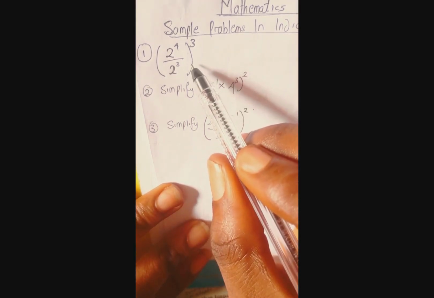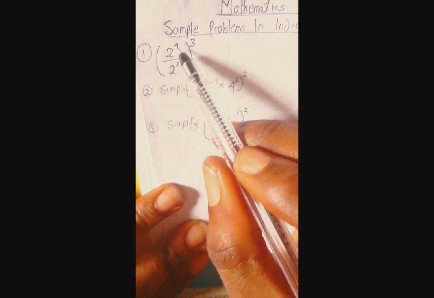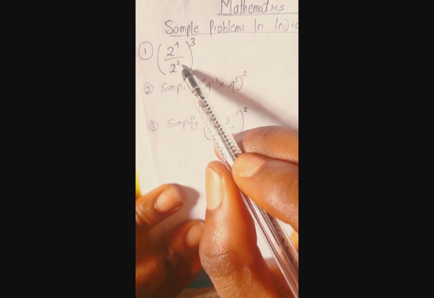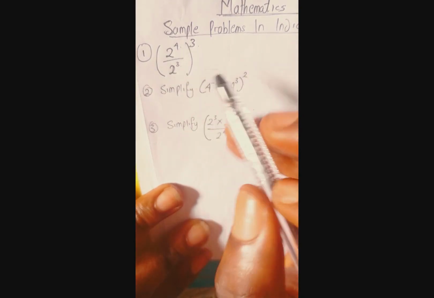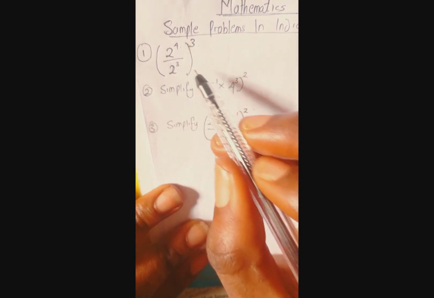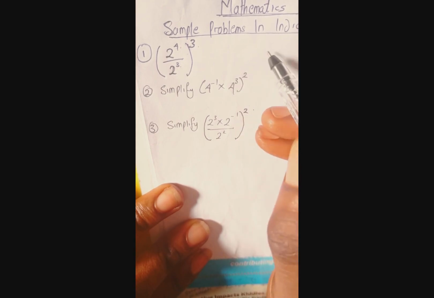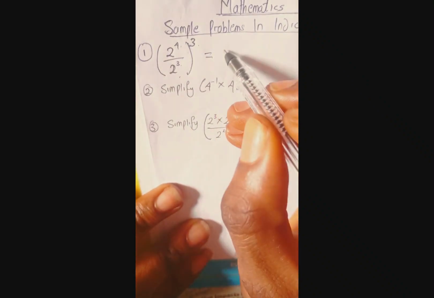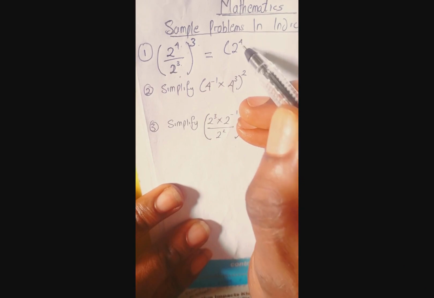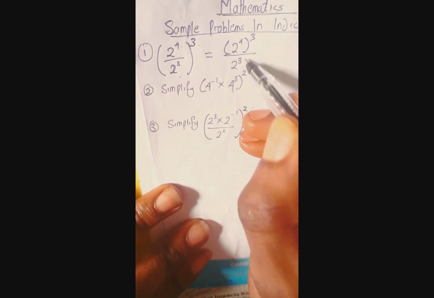This is a combination of two laws of indices. That is, we have 2 raised to power 4 divided by 2 raised to power 3, everything raised to power 3. Now, let's look at this. Applying the power of a quotient law, that is, this divided by this, we can say this is going to be 2 raised to power 4, everything raised to power 3. Then here, 2 raised to power 3, everything raised to power 3.